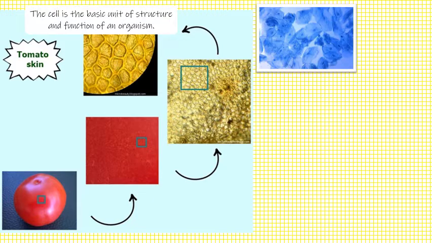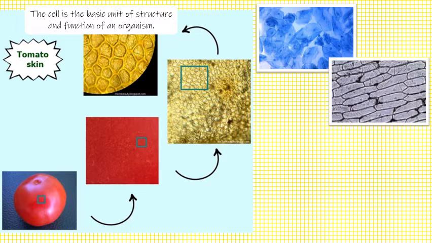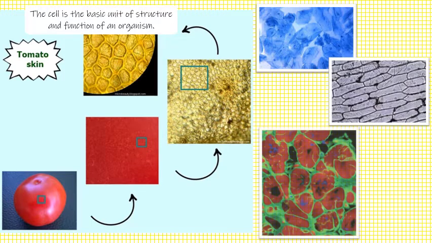Cells exist in a variety of shapes and sizes. Let's take, for example, the human cheek cells or the onion epidermis cells. Or if you want, these are the adult heart cells. So as you can see, a cell can have any shape, and cells have many sizes and different functions.